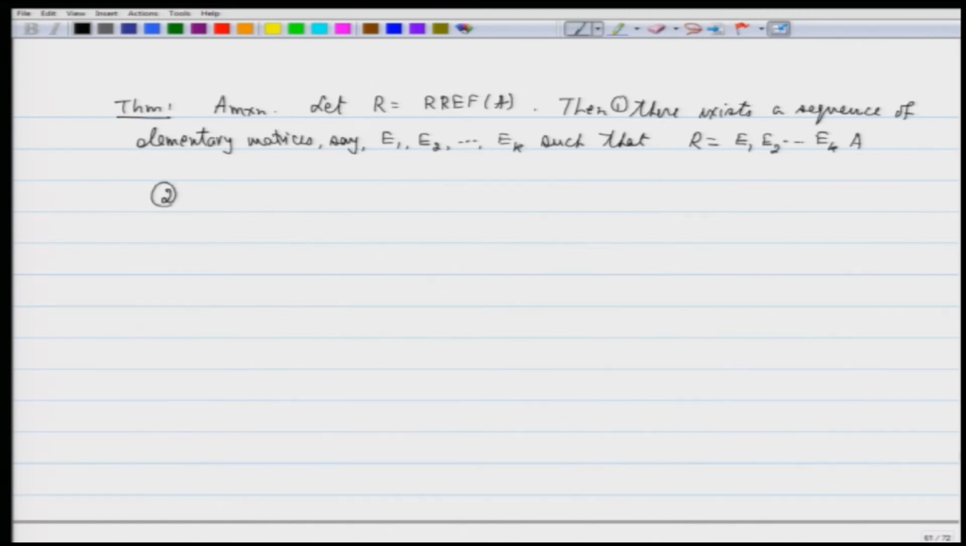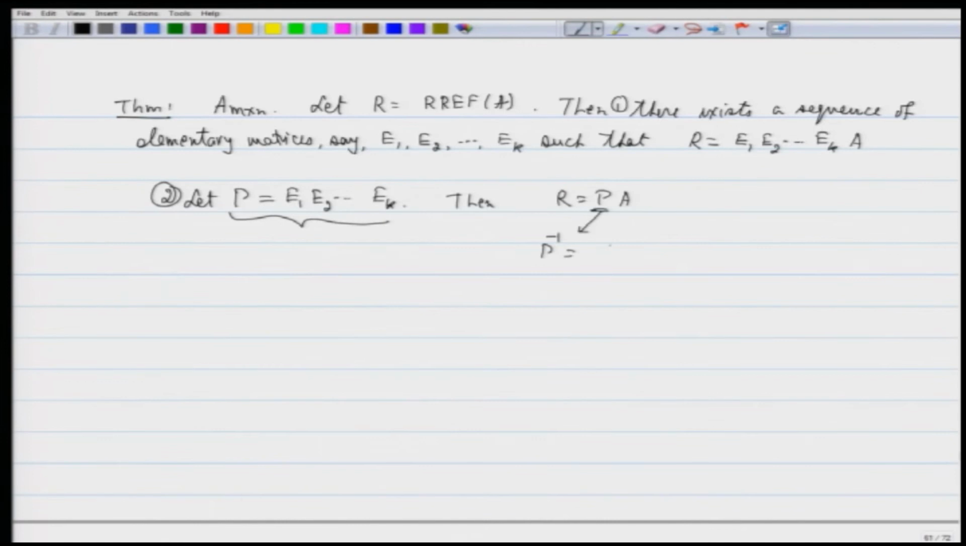The second thing we can say is that I can take this matrix and define P equal to E1, E2, up to Ek. Then R is equal to P times A, and what is P? If I look at this matrix P, it is a product of elementary matrices, all of them are invertible. So, their product is invertible, hence P is also invertible.